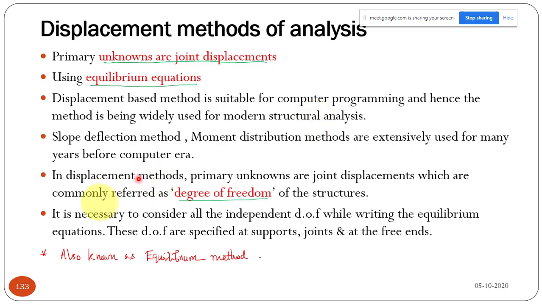So in the displacement method, the primary unknowns are joint displacements, which are commonly known as degrees of freedom. We have already discussed how to find the degree of freedom for different types of structures. So it is also known as the equilibrium method. What are the secondary unknowns?